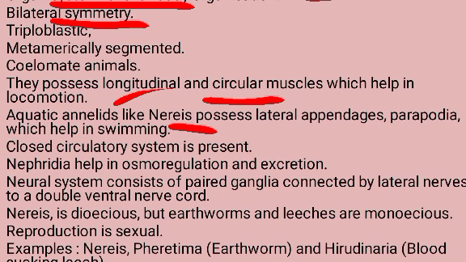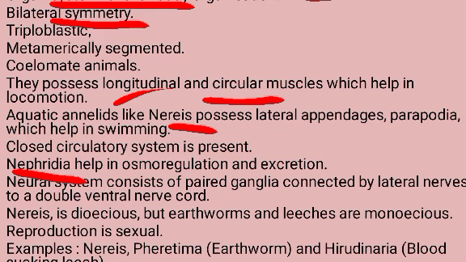Then, when we see the circulatory system, they have a closed circulatory system, that is, well-developed blood vessels are there, and through those blood vessels the blood flows. And the excretory organ is called nephridia. Nephridia is the excretory organ which helps in excretion as well as osmoregulation. Osmoregulation is balancing salt and water concentration in the body.